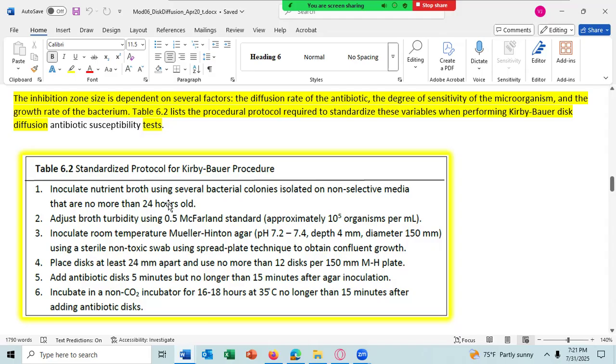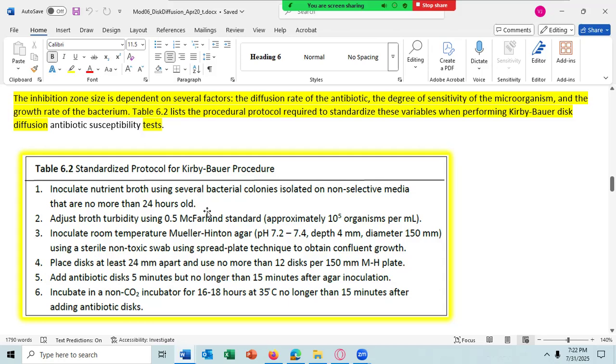You adjust the broth turbidity of the media growing the bacteria to 0.5 McFarland units. This is approximately 1 × 10⁵ organisms per mil. And we always put this amount on the plate, because if you use a different amount, you will get a different size for the zone of inhibition.